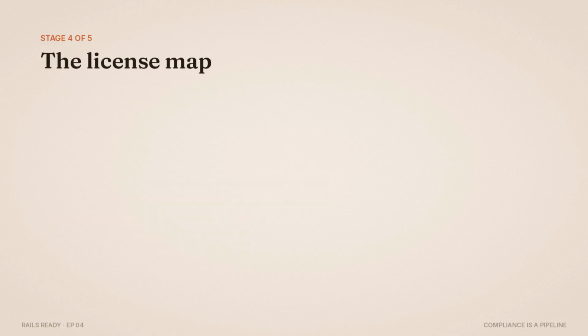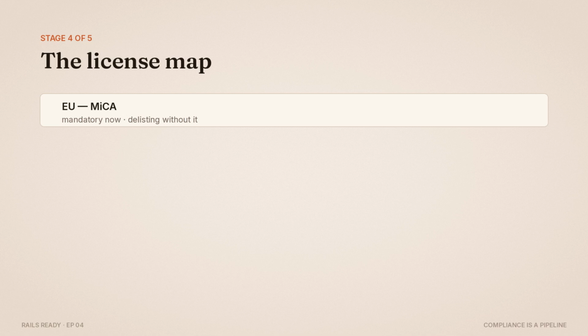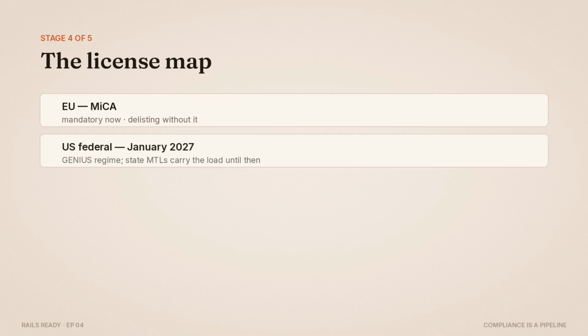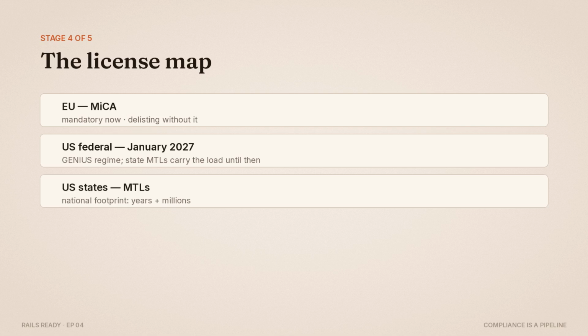Stage 4, the license map. In the EU, MiCA authorization is mandatory now. Running without it means delisting. The US federal regime under the Genius Act operates from January 2027. Until then, state money transmission licenses carry the load, and a full national footprint takes years and millions.